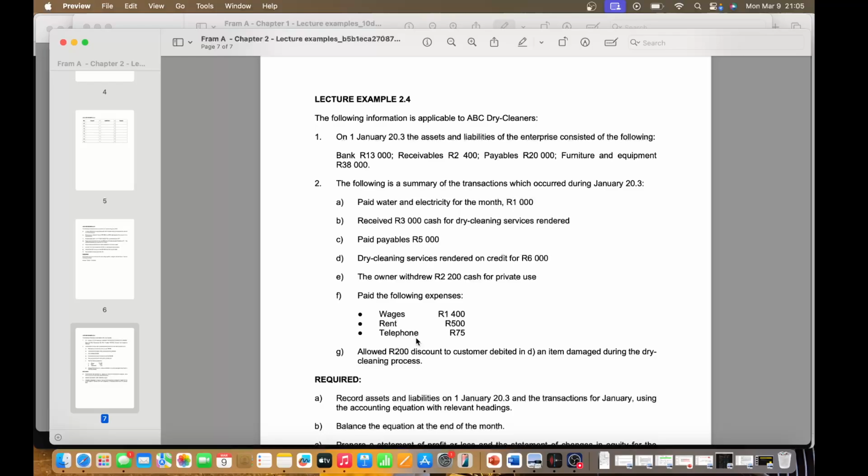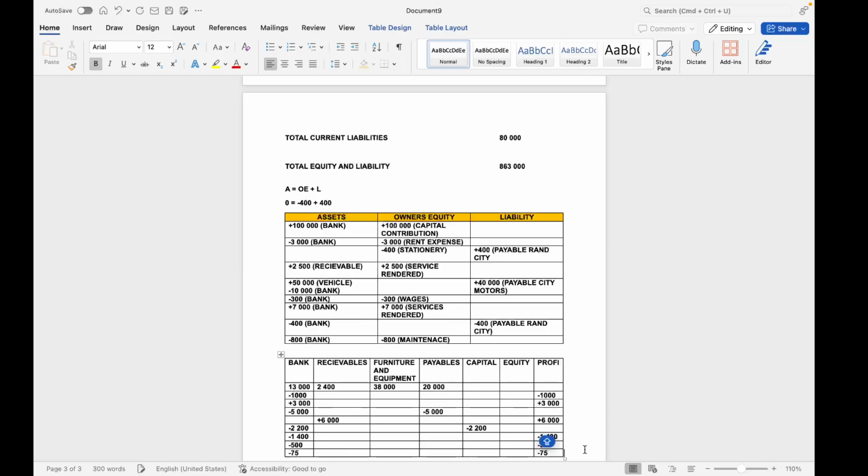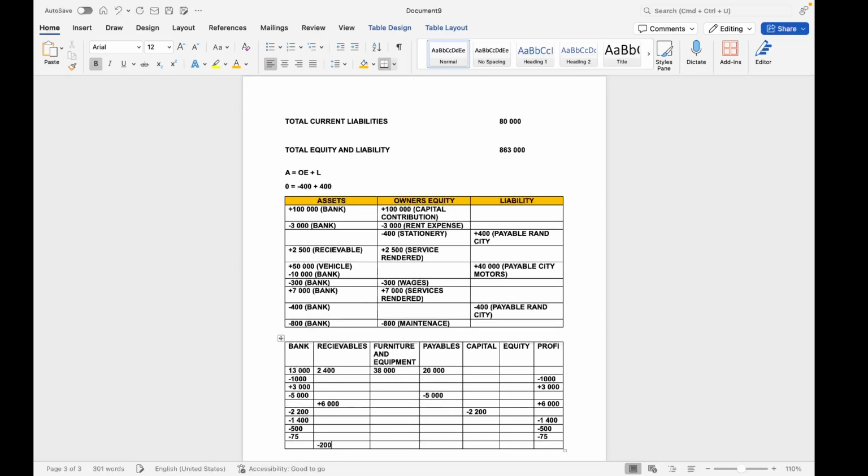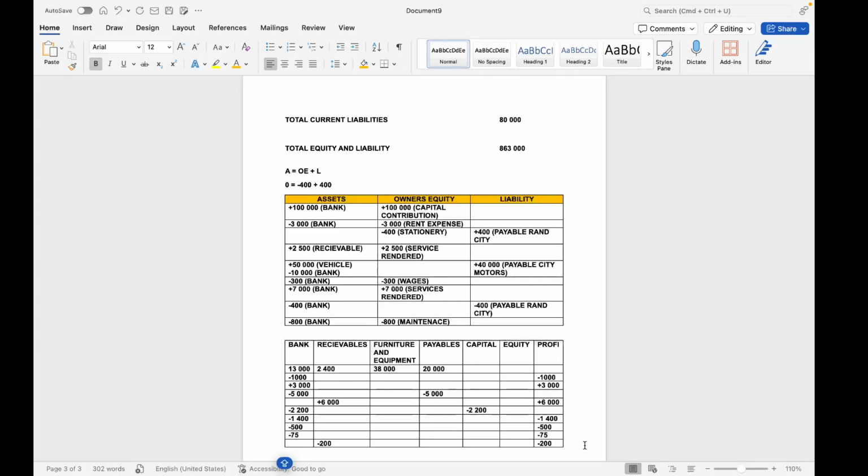And then allowed a 200 discount to a customer in D for an item damaged during dry clean, right? So, okay, we gave this person dry cleaning services rendered on credit, but now we are giving them a discount, meaning that they owe us less, right? Meaning that our receivables is going to be minus 200, right? Because they owe us less, and this is going to come from our income from our services rendered, minus 200 as well. Are we all getting the same answers, guys? Do you guys understand how we got to these answers?